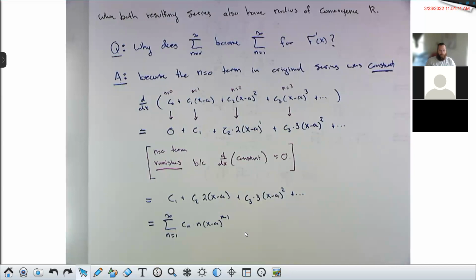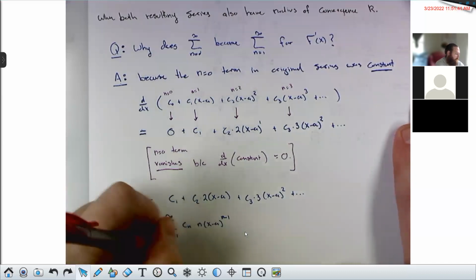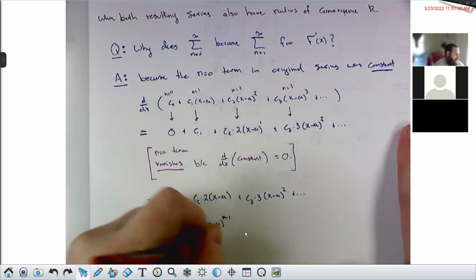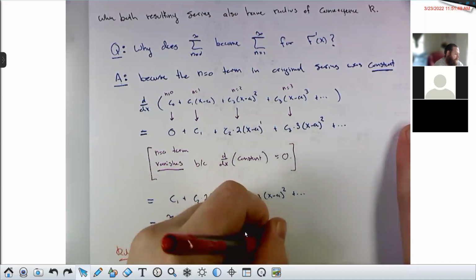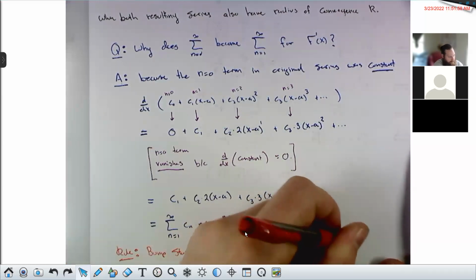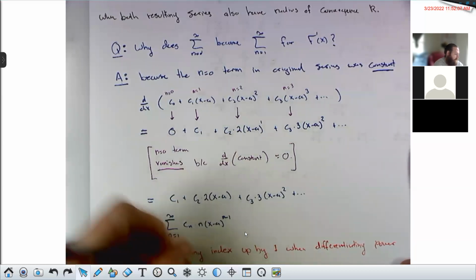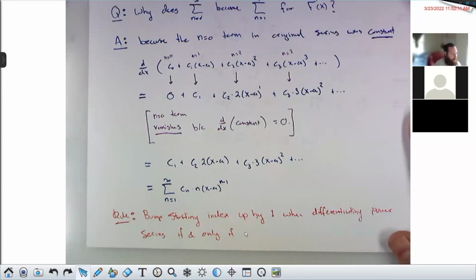Here's where it gets a little sticky. Not all power series start with a constant term. Some power series start with an x term. Some start with an x squared term. So the rule is we bump the starting index up by one when differentiating power series if and only if the starting term is constant.